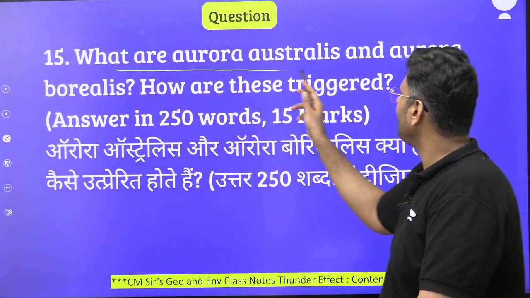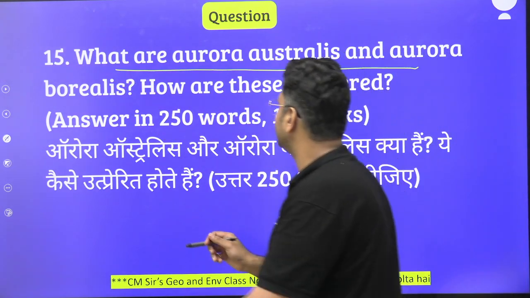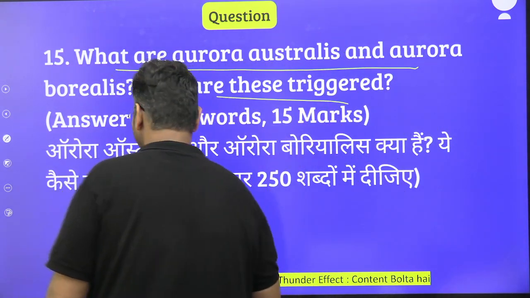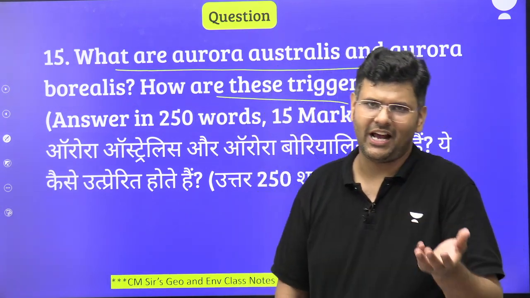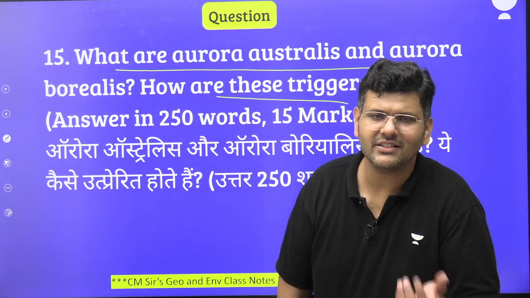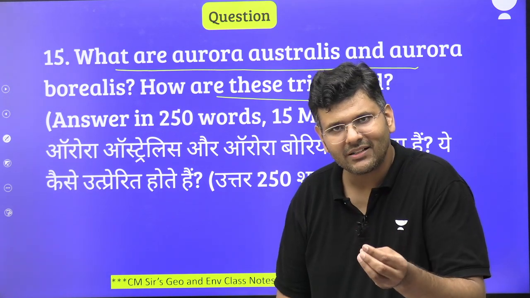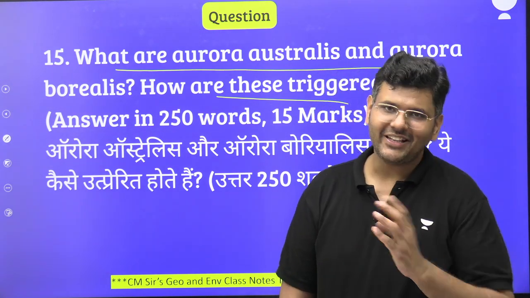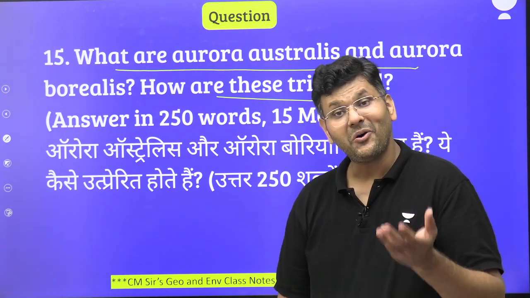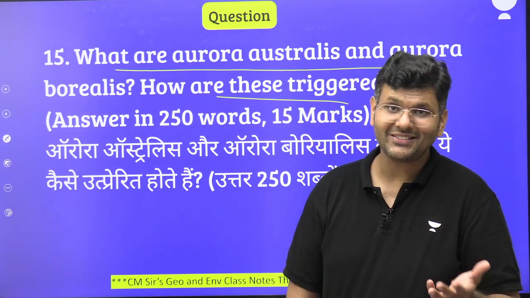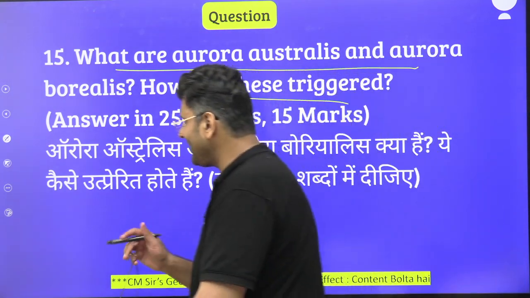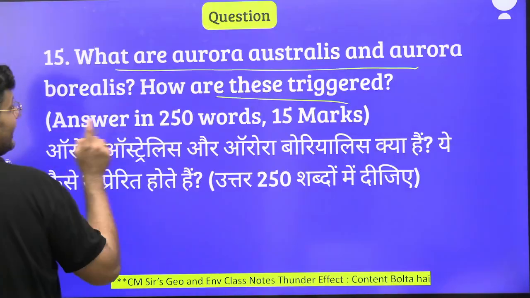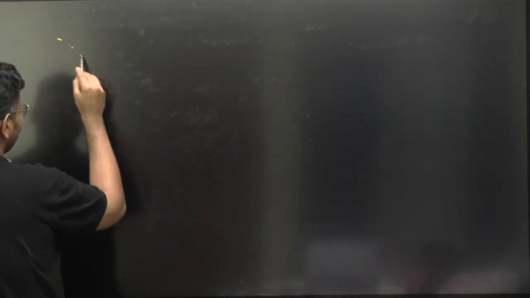What are aurora australis and aurora borealis? How are these triggered? Do remember, I have discussed it, and not just I, every one of us would have discussed this. This is the bare minimum that anyone would do. Very easy question. Aurora australis and aurora borealis are found in different hemispheres, very easy for us to identify. And how are these triggered? Now that becomes very important for us also, sir.